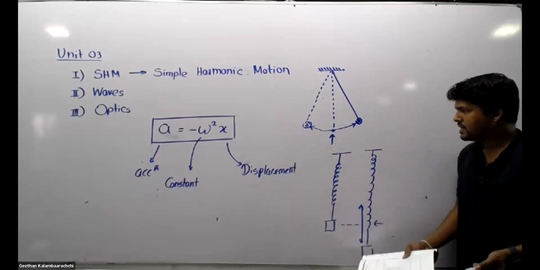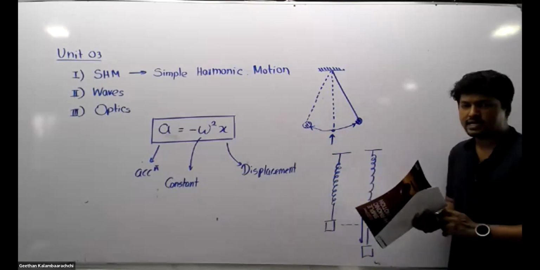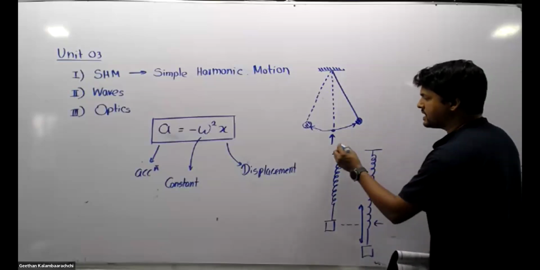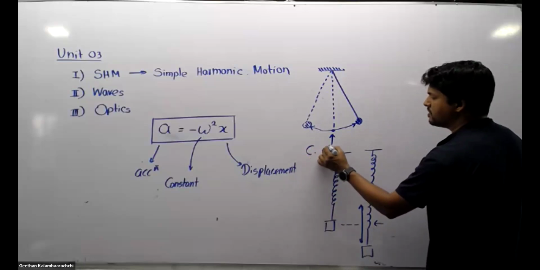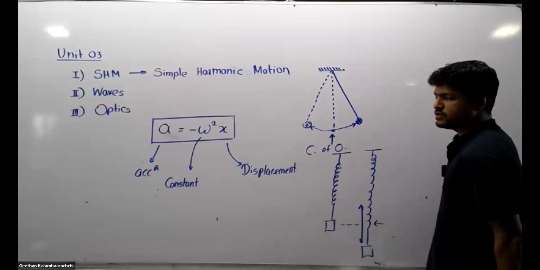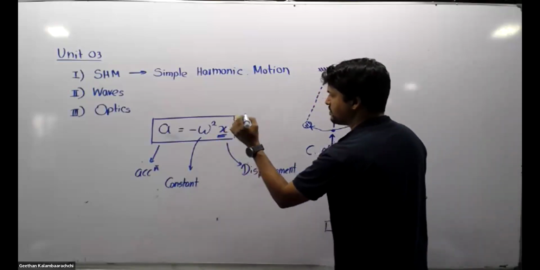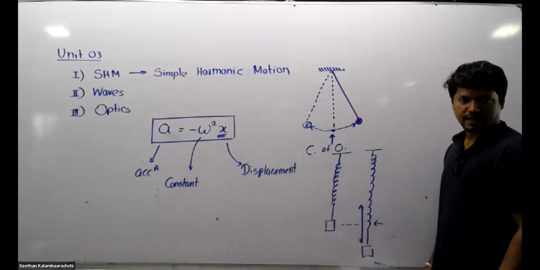So in every simple harmonic motion, we can say there is a center point. Now this center point has a name. You call it the center of oscillation. So this displacement is measured from the center of oscillation. That is the displacement.